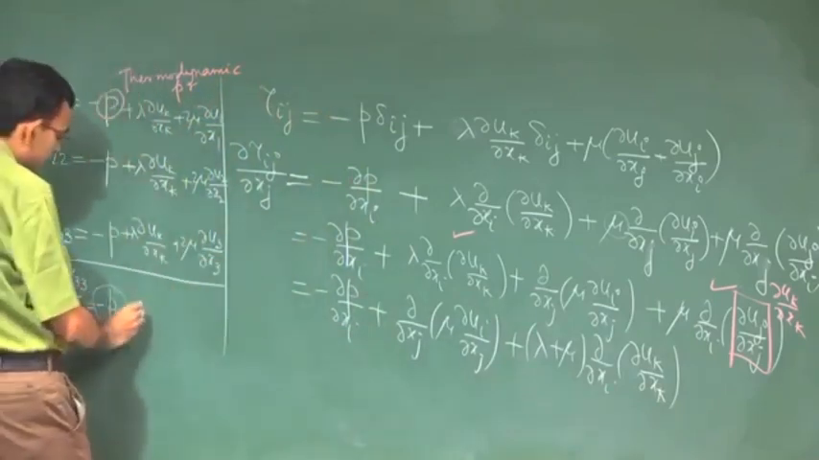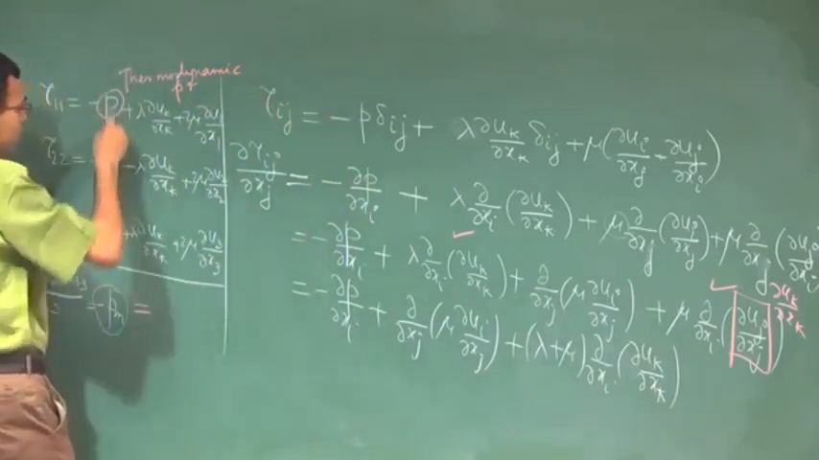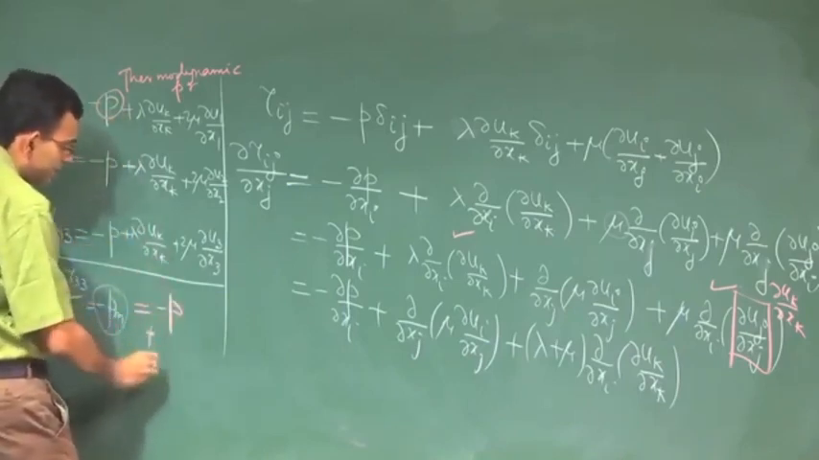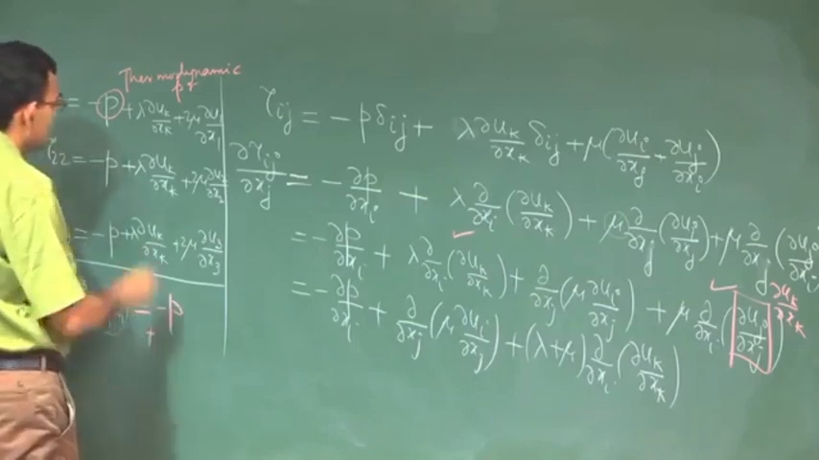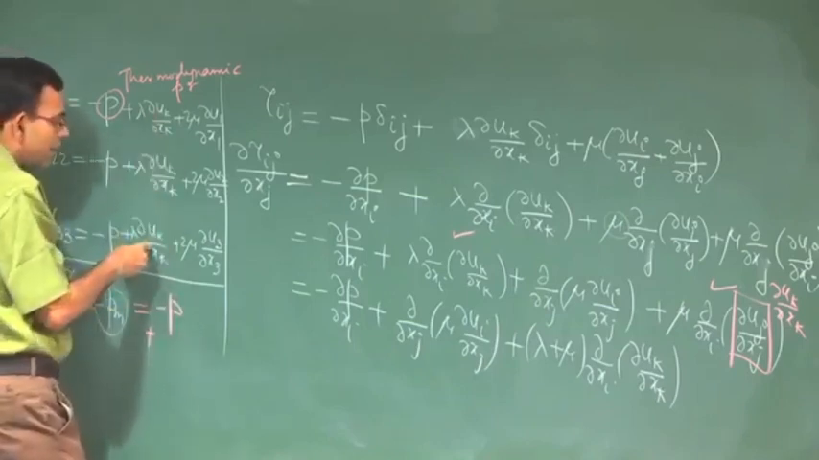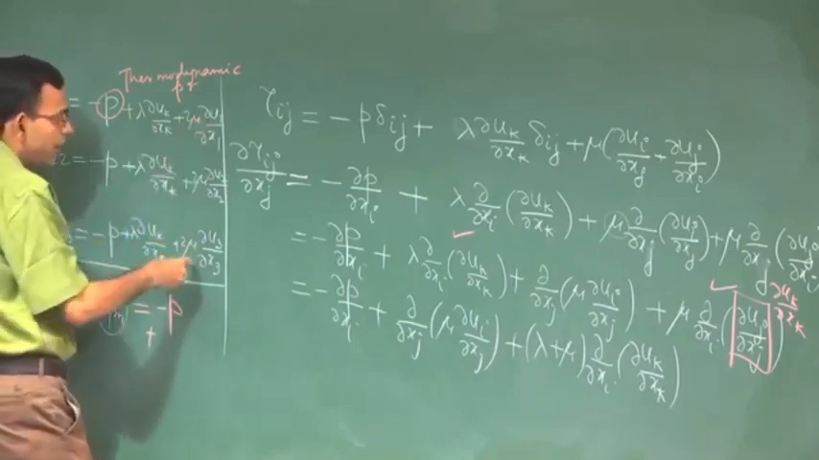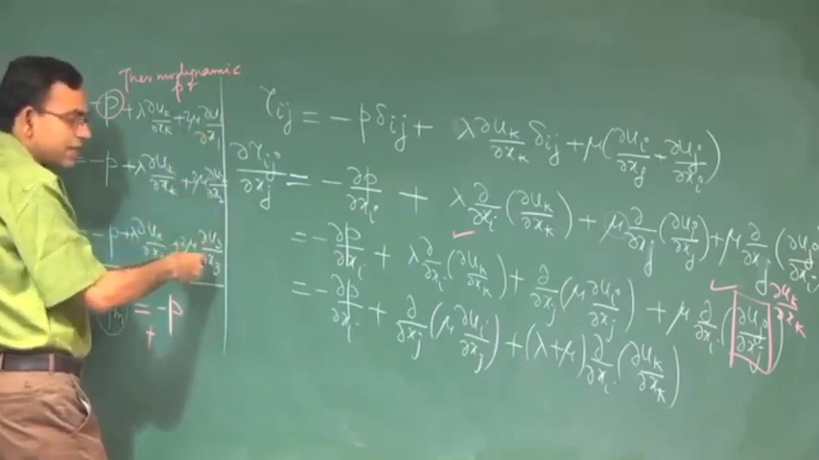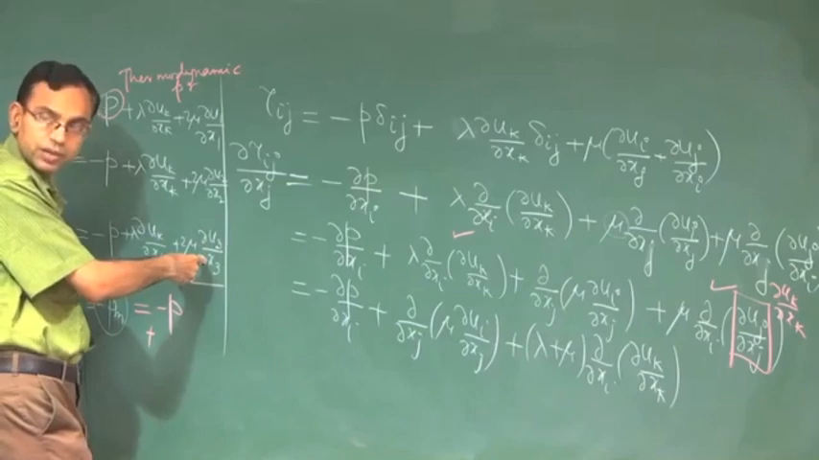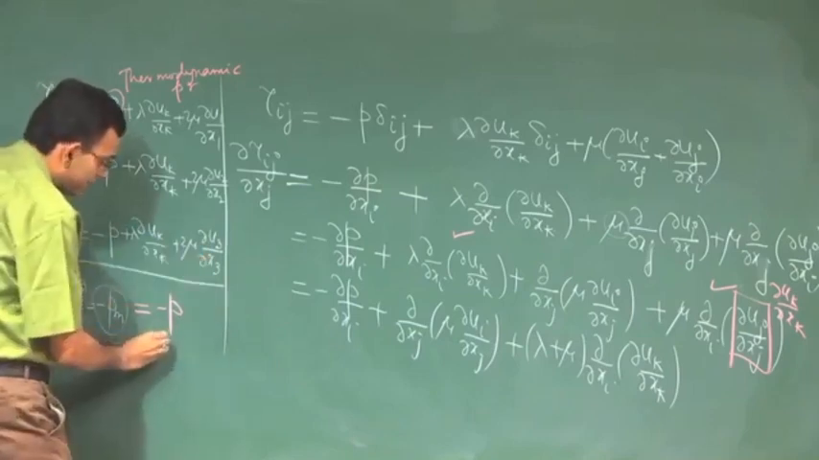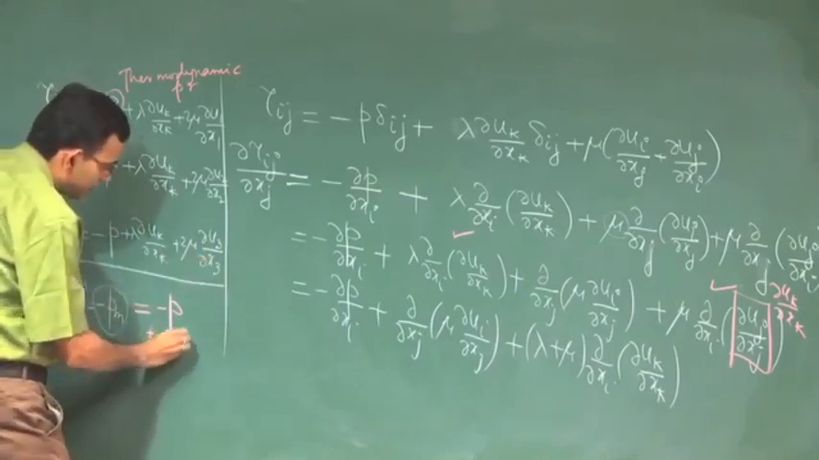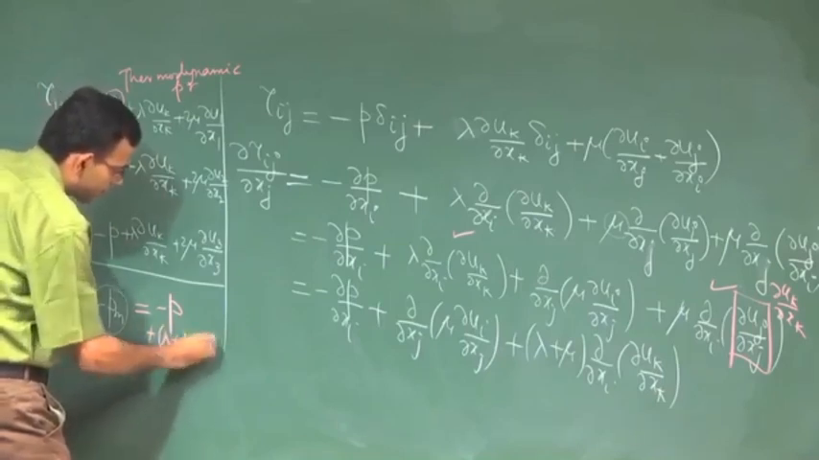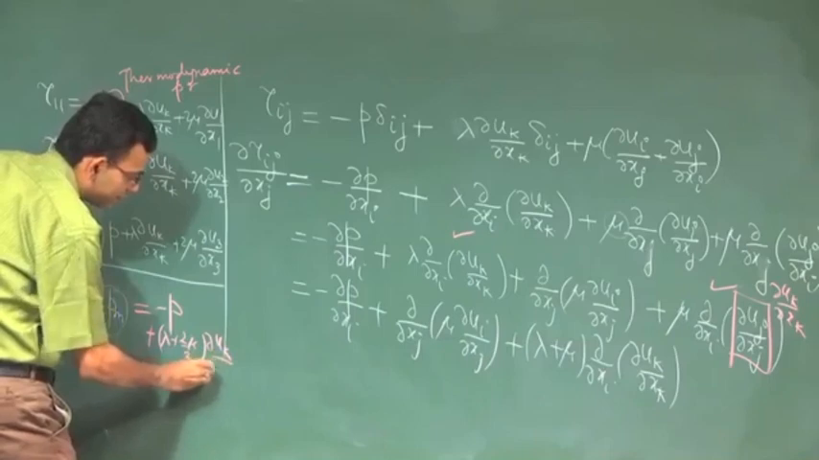So, this is equal to, now if you sum these 3 and divide by 3, this will be minus P plus 3 lambda by 3 plus 2 mu by 3 into del u1 del x1 plus del u2 del x2 plus del u3 del x3, that is also del uk del xk. So, plus lambda plus 2 mu by 3 del uk del xk.